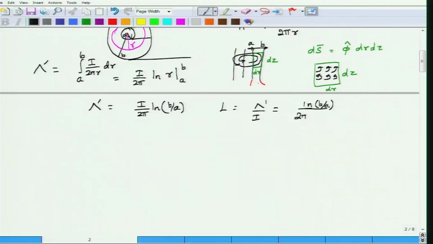Is that all right? So in between we forgot to put in mu 0, because this flux is actually not related to H but related to B. So the flux lambda prime is actually B dot ds, and B will have the mu 0 factor. H is I by 2 pi r, whereas B is mu 0 I by 2 pi r. So inserting mu 0 everywhere, which I forgot to insert earlier, I will get the inductance per unit length as mu 0 log B by A divided by 2 pi.